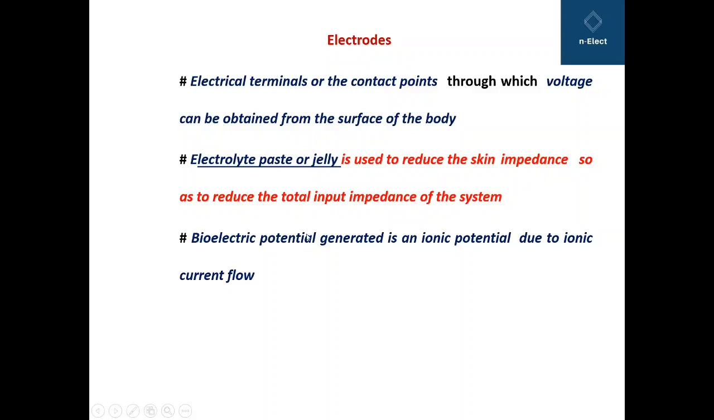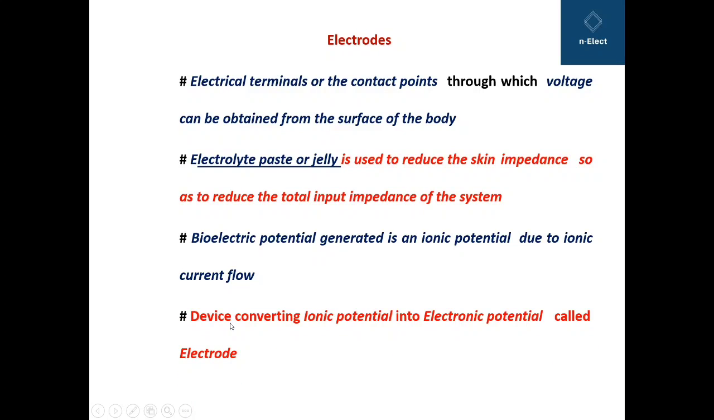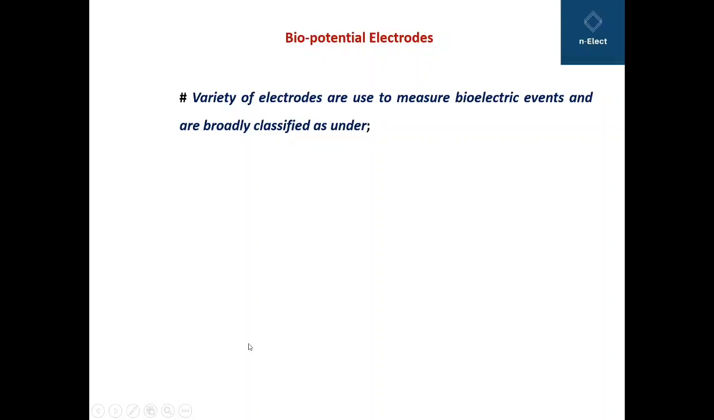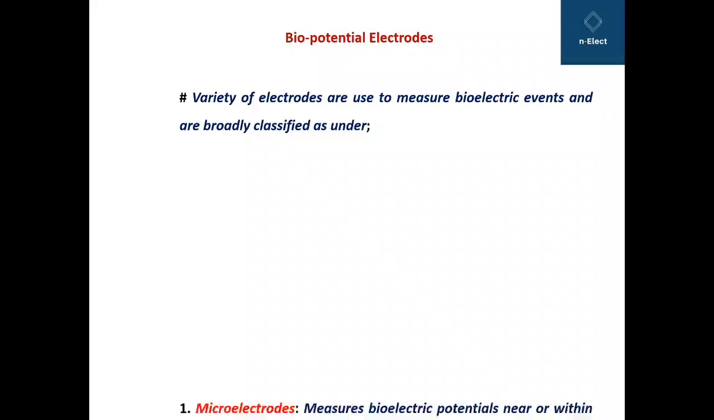Bioelectric potential generated is an ionic potential due to the ionic current flow. The device which converts the ionic potential into electronic potential is called an electrode. So far as the variety of electrodes is concerned, to measure the bioelectric events, there are different classifications. You can say broadly electrodes are classified in three broad categories.